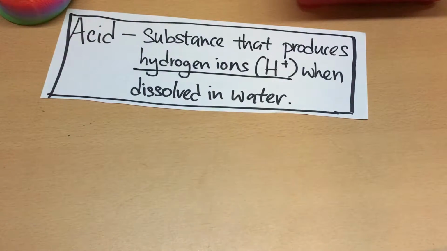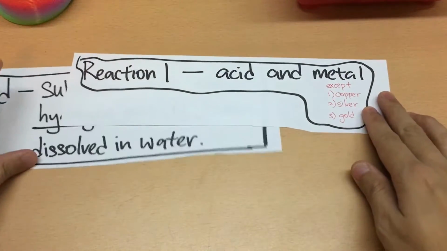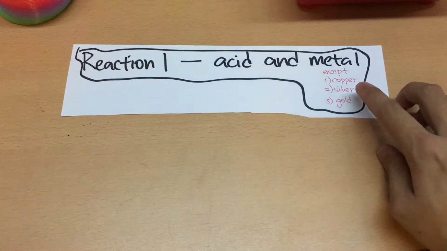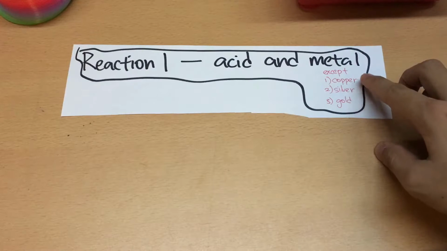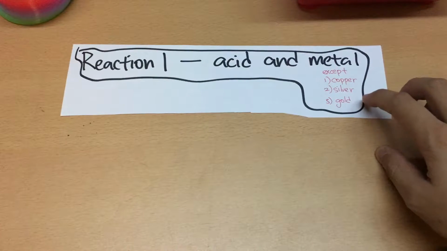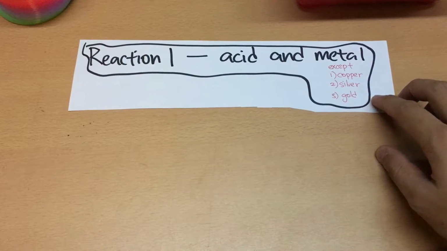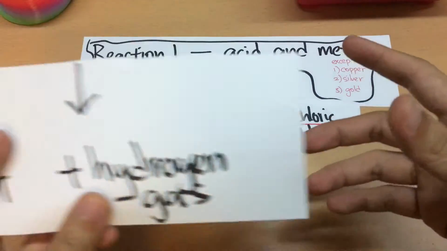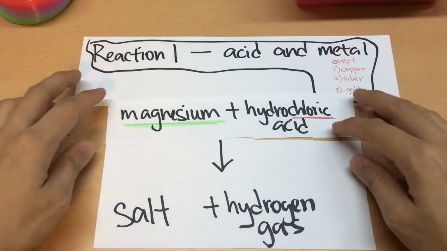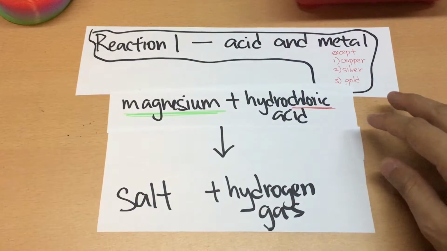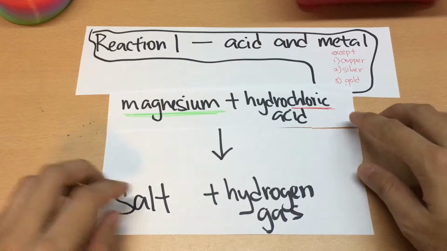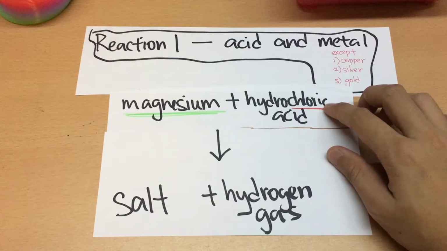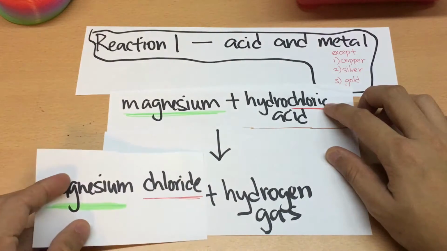The first reaction is the reaction of acids with metals. At our level, acids react with all metals except copper, silver, and gold. By placing a piece of magnesium ribbon in hydrochloric acid, we will produce a salt and bubbles of hydrogen gas. As said previously, hydrochloric acid will always produce chloride salts. So the salt produced in this reaction is magnesium chloride.